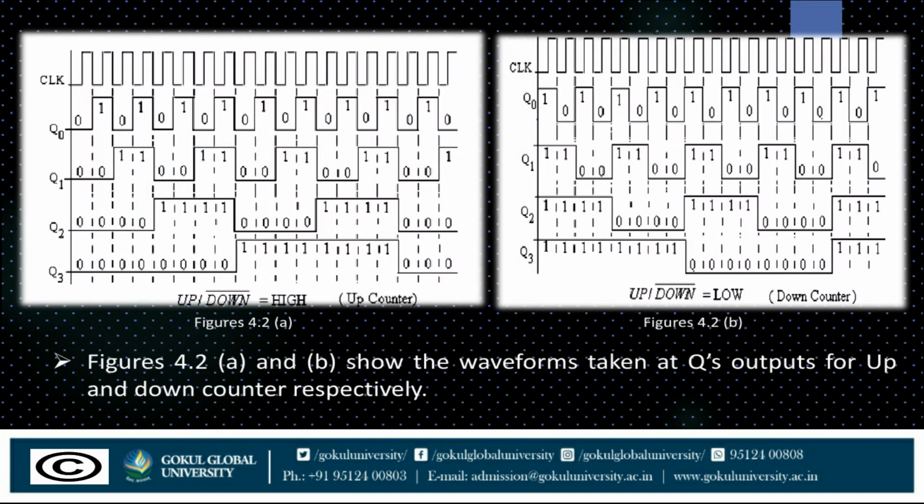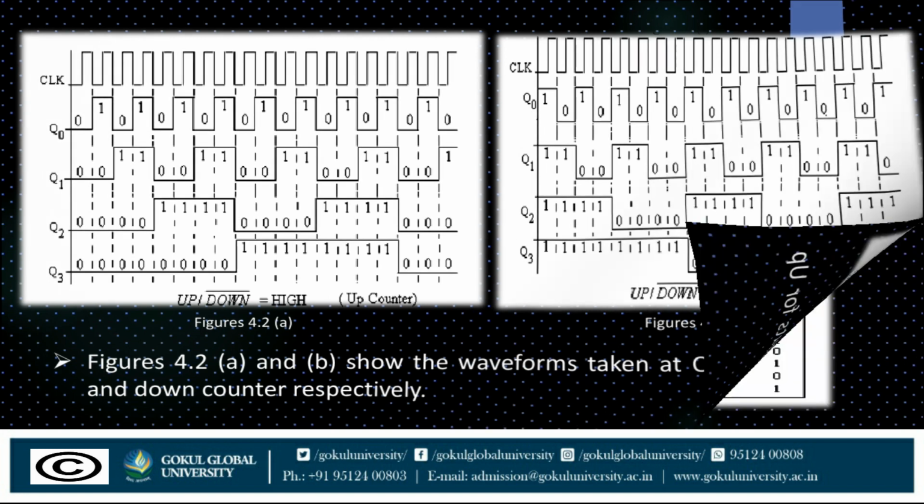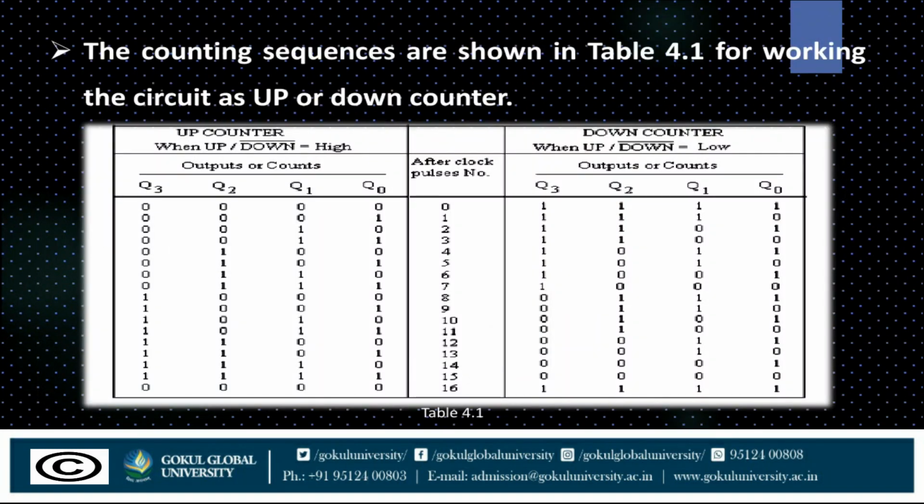Next, figures 4.2a and b show the waveforms taken from the Q output of the up and down counter respectively. Next, the counting sequences are shown in table 4.1 for working the circuit as an up or down counter. Here you see.